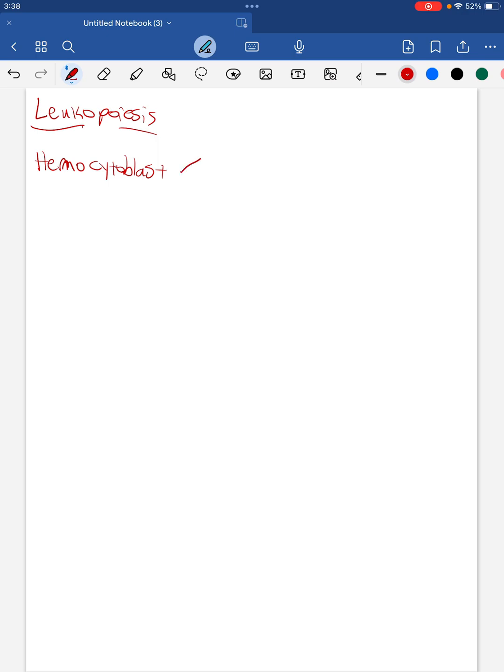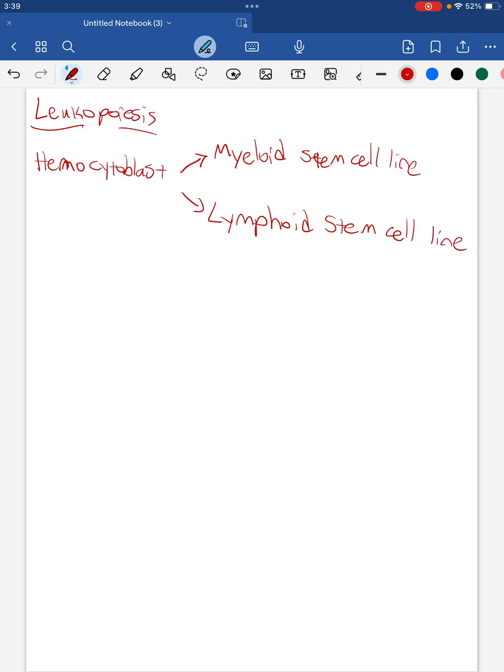And this can go into the myeloid stem cell line or the lymphoid. It's only going to go into the lymphoid stem cell line when we need lymphocytes, B and T cells. Myeloid stem cell line is going to make all of our granulocytes and monocytes, which are considered agranulocytes, but again, they have granules. They just don't show up in staining. All right. So let's first go into granulocyte production.